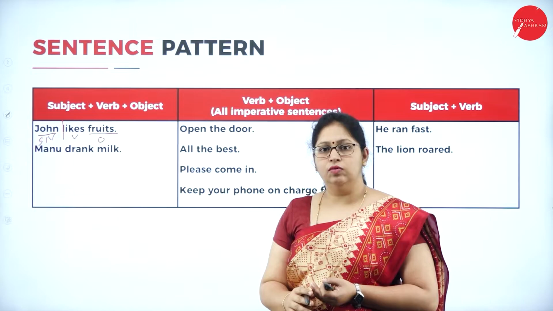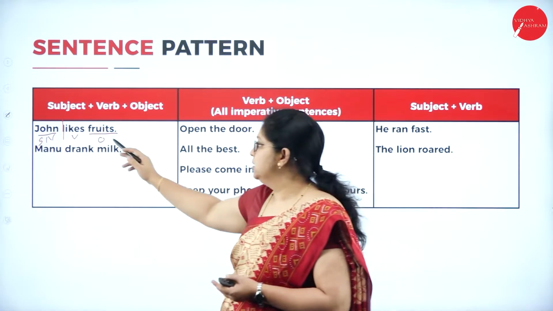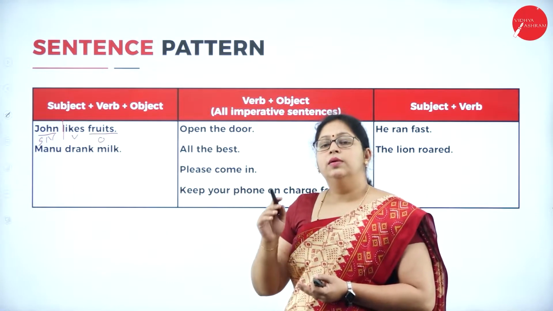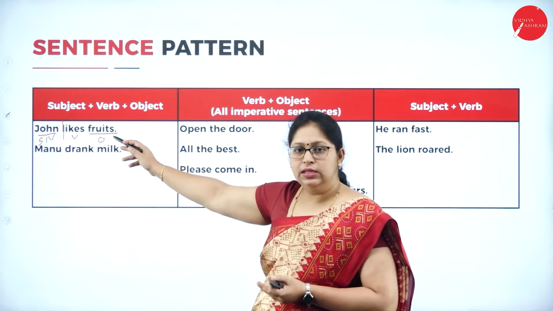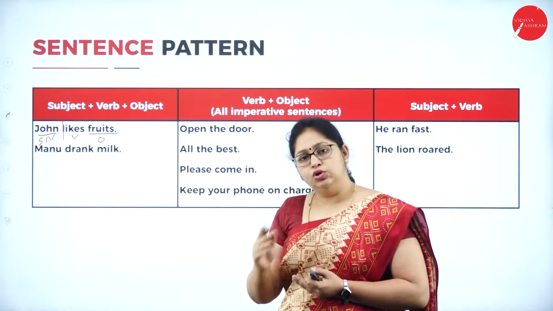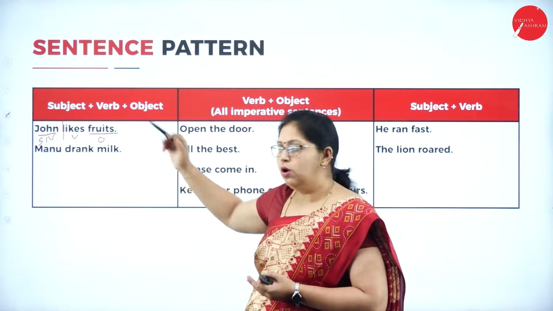It can be a noun, another noun, but it should be receiving. Then this pattern is called the subject, verb, object pattern of a sentence. Usually we use this in English. So, your text or whatever you read, usually that sentence form will be this subject, verb, object.